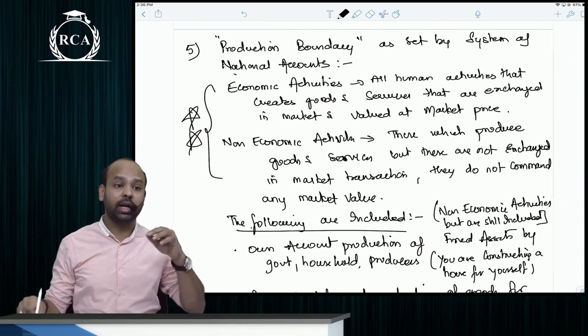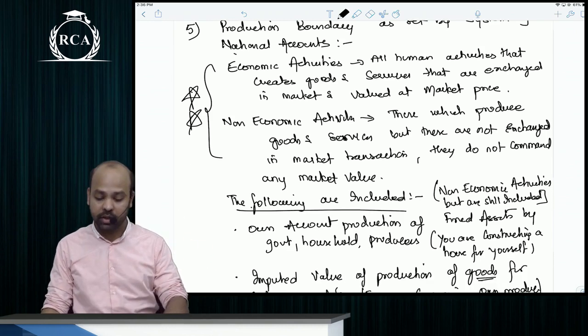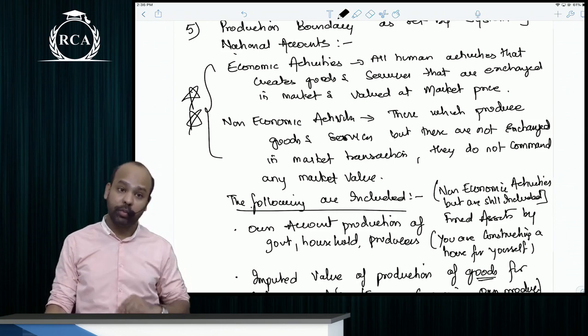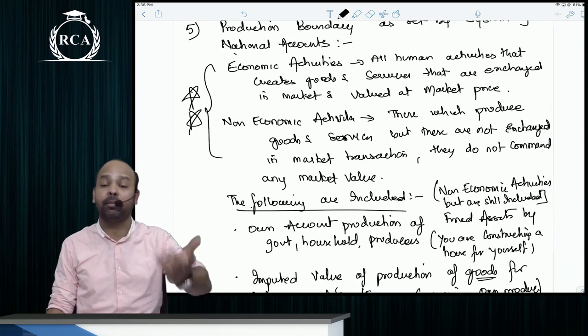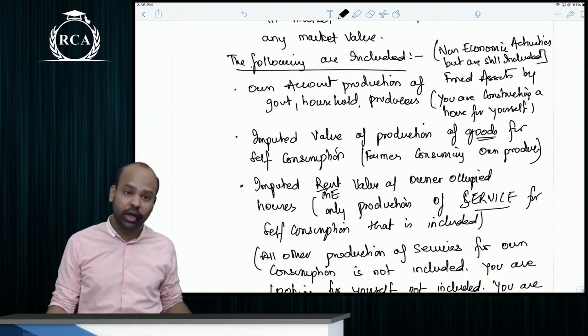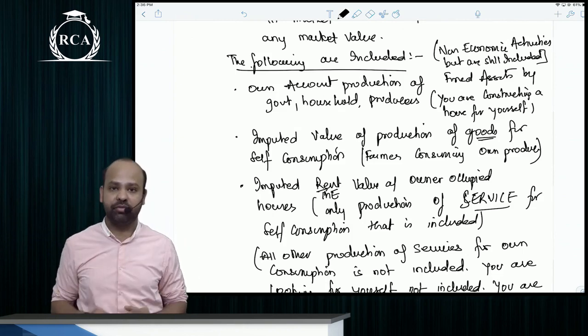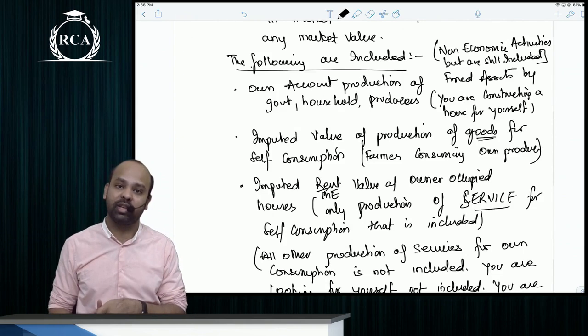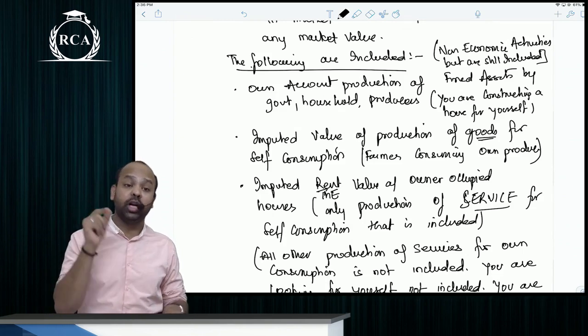So all human activities that create goods and services that are exchanged in a market and valued at market price are economic activities. Non-economic activities are those human activities that produce goods and services, but these are not exchanged in a market and hence do not command any market value. Remember, there are non-economic activities that are still included as such: own construction of fixed assets, production for self-consumption, and imputed value of own houses.